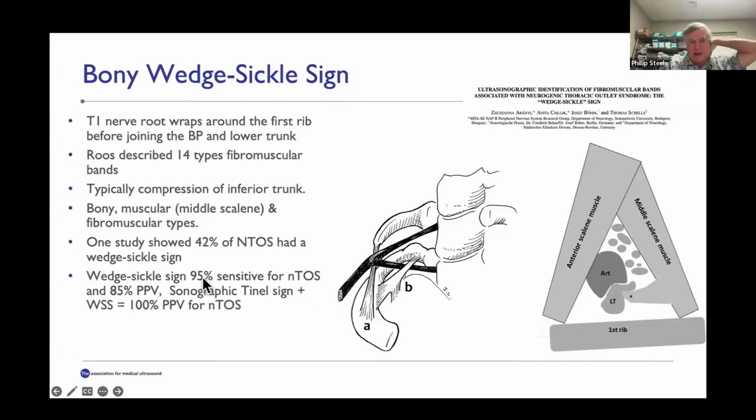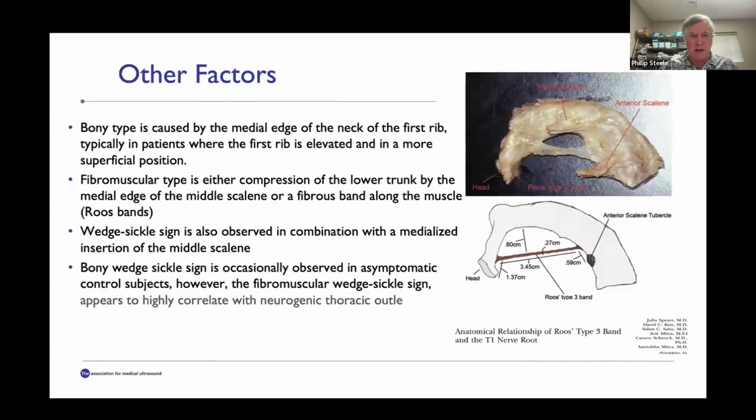So what they found in their study, and they did surgical releases of these, was 95% sensitivity for neurogenic thoracic outlet if you saw a wedge sickle sign, and 85% positive predictive value for thoracic outlet. And if you have Tinel's sign with the sonographic evaluation along with the wedge sickle sign, it had a positive predictive value of 100% for neurogenic thoracic outlet. So that's a really important way to evaluate patients for neurogenic thoracic outlet.